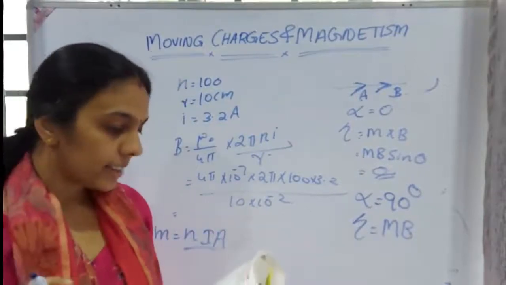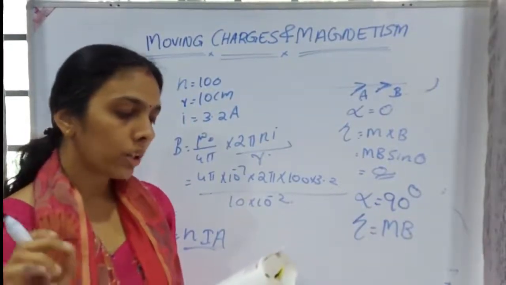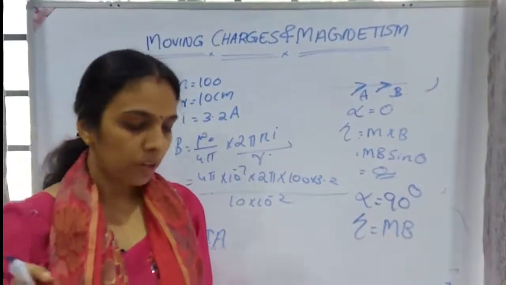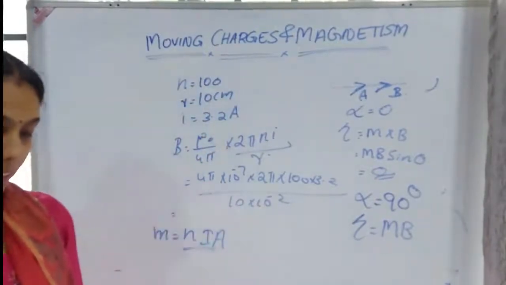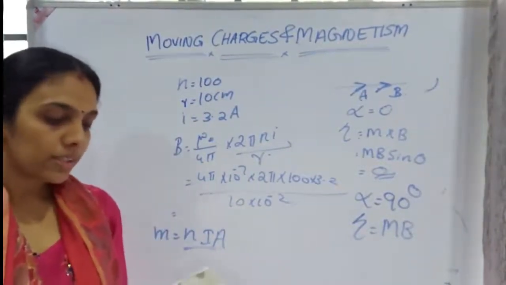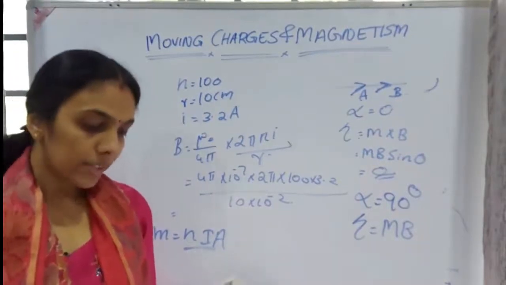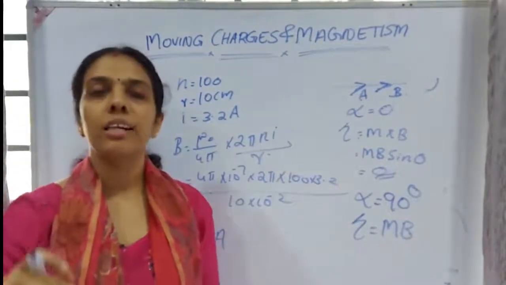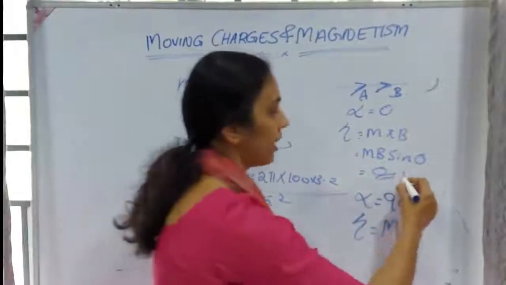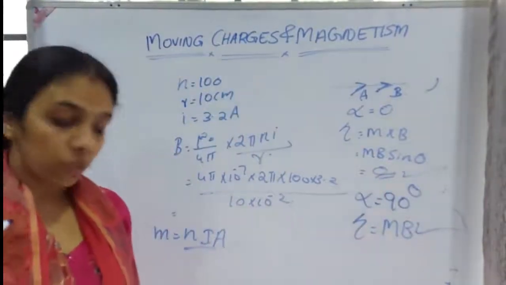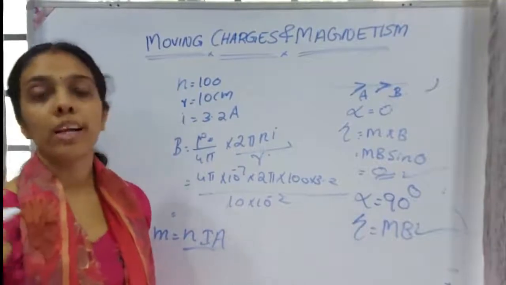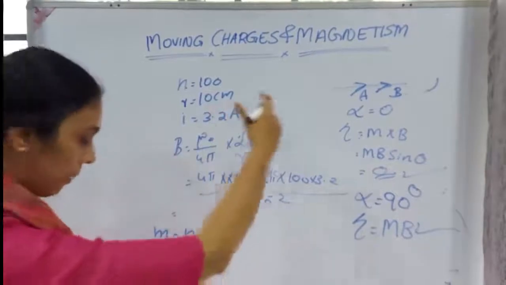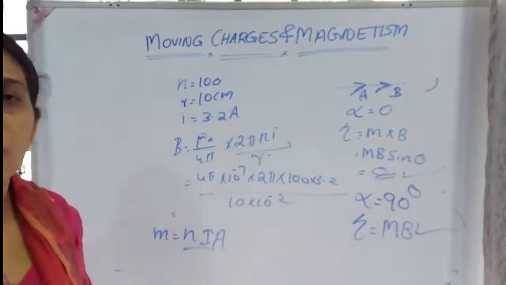Then next is, what is the magnitude of torque on the coil in the initial and final position, and what is the angular speed acquired by the coil when it is rotated by 90 degrees? So what is the angular speed? Initial and final position we got the torque. Now we need to find out the angular speed. Angular speed means omega. How can we find out omega from these values?